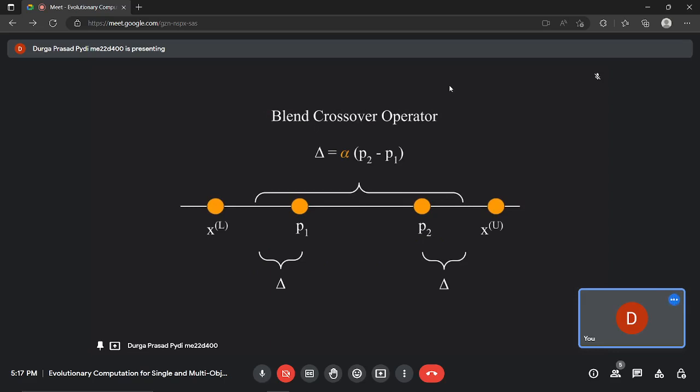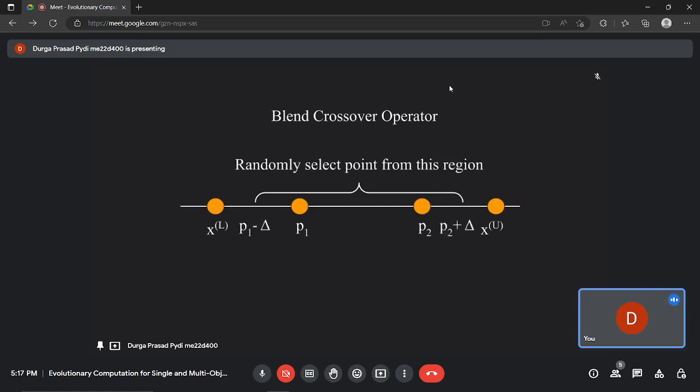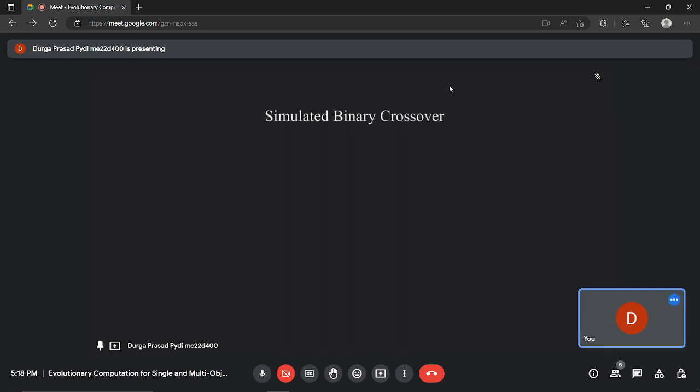Once you decide upon the value of alpha, you calculate this delta using the above formula, and then you have this entire range from P1 minus delta to P2 plus delta. Out of this range, we generate a random number, and that random point will be the output of the crossover operator.